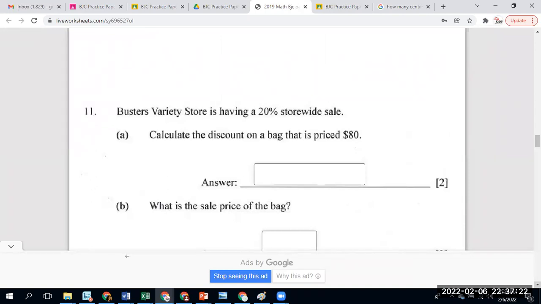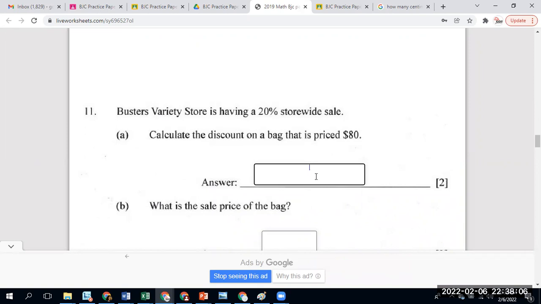Number 11, interest. Discount. Buster Variety Store is having a 20% store-wide sale. Calculate the discount on a bag that is priced at $80. So 20% of 80. The easiest way to look at this is what's 10% of 80? 10% of $80, and 80 is a nice round number. So 10% of $80 is $8. 20% is 2 times 10%. So 2 times $8 is $16. So the discount on the bag is 16.